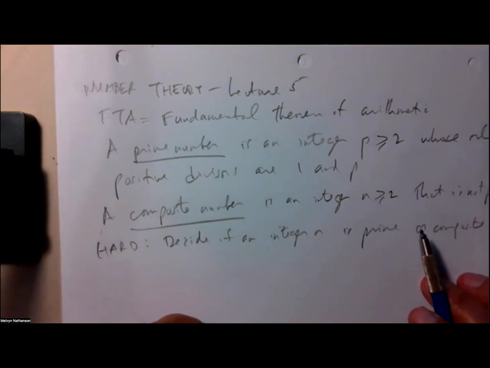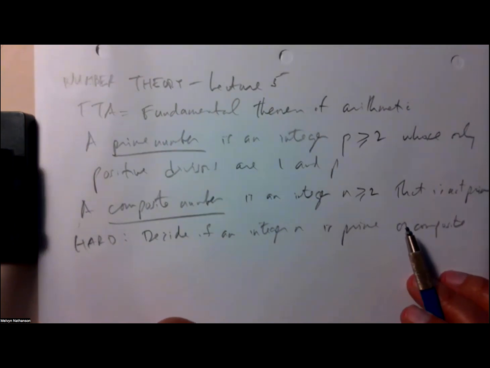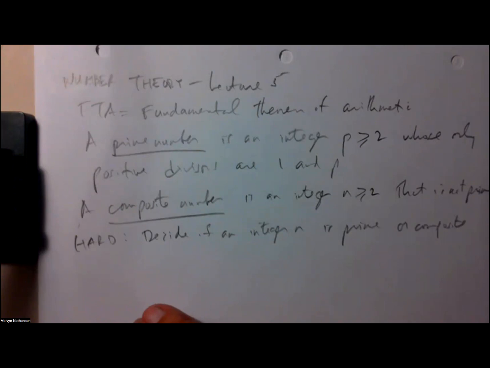A prime number is an integer p greater than or equal to 2, whose only positive divisors are 1 and p. Okay. Again, I say this over and over. You shouldn't rely on my notes. You should be studying the text, which is legible, and my handwriting never is. But it's important to understand what I'm writing during the lecture. So a prime number is an integer whose only positive divisors are 1 and p, and a composite number is an integer n, at least 2, that's not prime. So any integer from 2 on is either prime or composite.